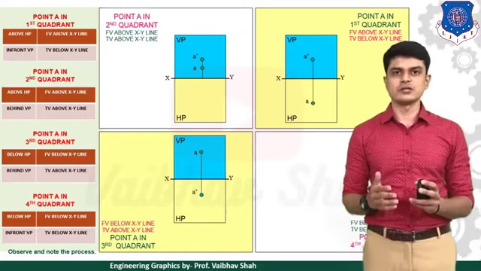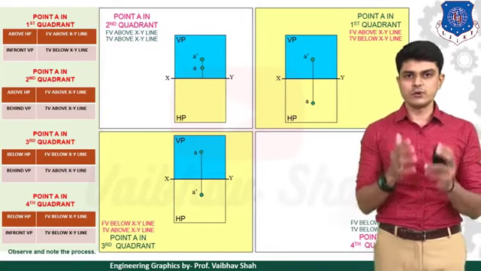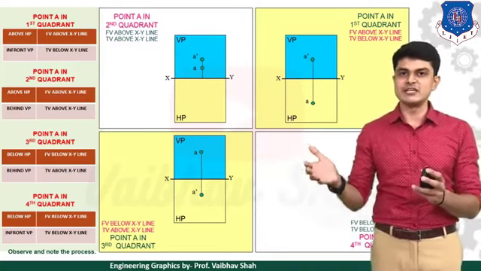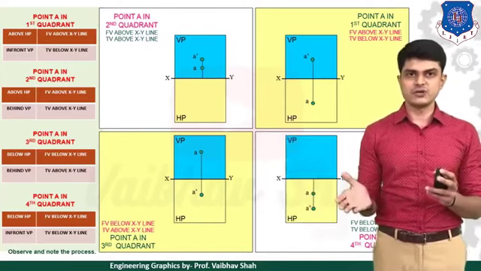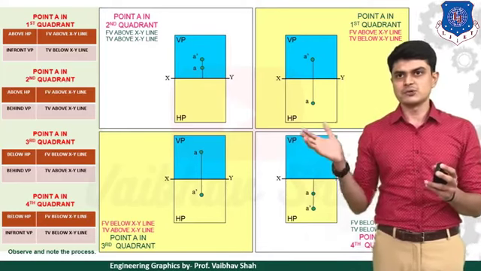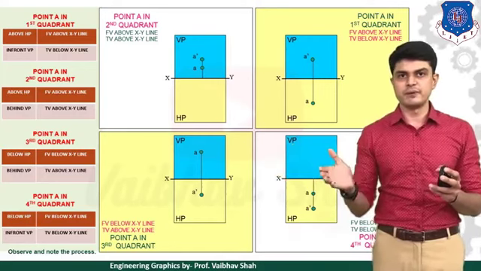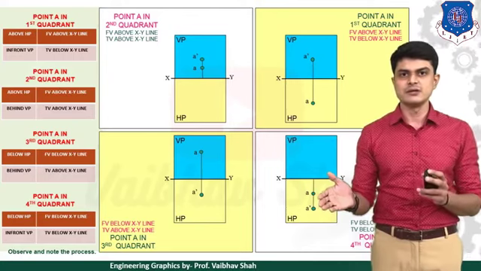Then let us look at the point in the fourth quadrant. Fourth quadrant means what? In the table, below HP and in front of VP. So whenever your point is in the fourth quadrant, this must be your answer. Let us see in the table. Below HP means the front view will be below the XY line, as you can see. A dash, the point with the dash, is below the XY line.